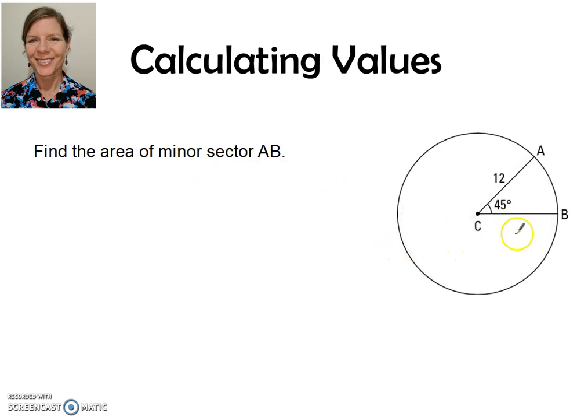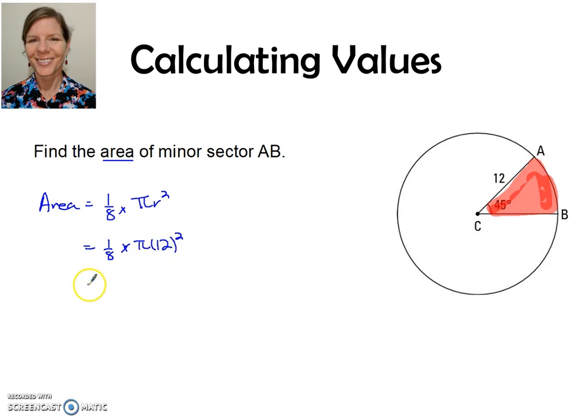Okay, now we're looking at sector, so we're going to do the same thing. So we want the area, and we're talking about the minor sector. So minor sector is, of course, this bit in here, this piece of pie. Okay, and we can do the same thing. We know it's 1/8, so the area is going to be 1/8 times, and of course the area of the circle is pi times r squared. 1/8 times pi times 12 squared. Okay, and if you work that out, you get 56.5, or you can work it out and leave it exact in terms of pi, if you wish.